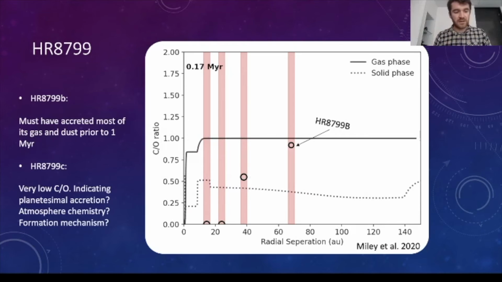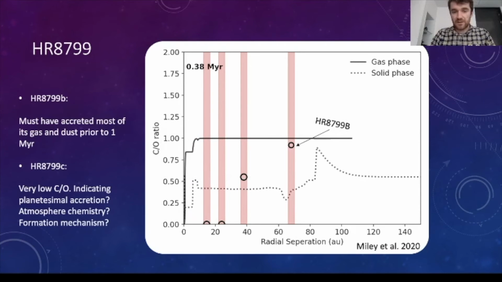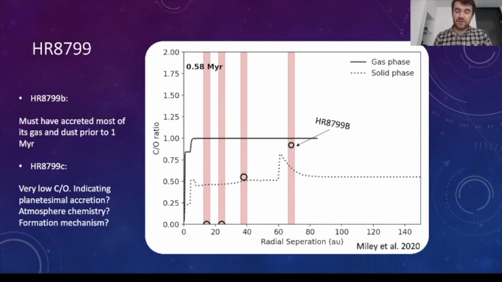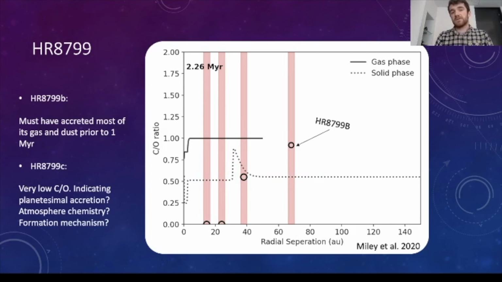So this is my version of the Oberg et al. C to O plot. The solid line on the top plots the gas phase C to O ratio, and it's plotted up to the CO snow line. So there's no more gas phase carbon or oxygen outside of that. On the bottom, the dotted line is the solid phase C to O ratio, and that peak that is growing, you'll see when this restarts, builds up at the CO snow line as material drifts inwards. So there's a build-up of solids and there's a gas plume on the inside.